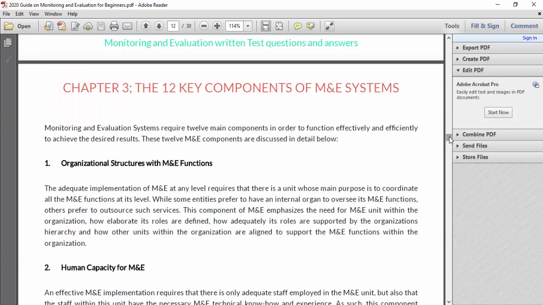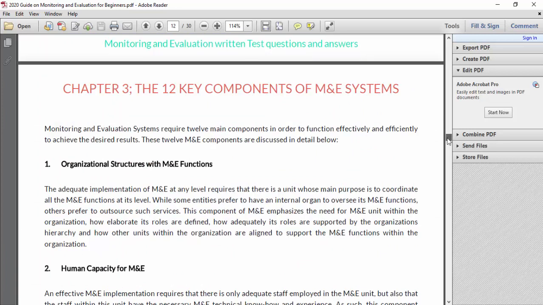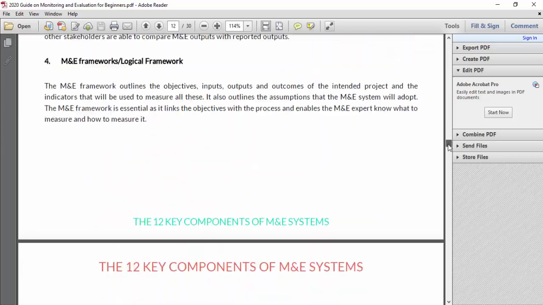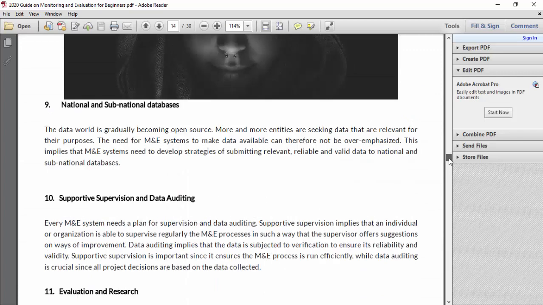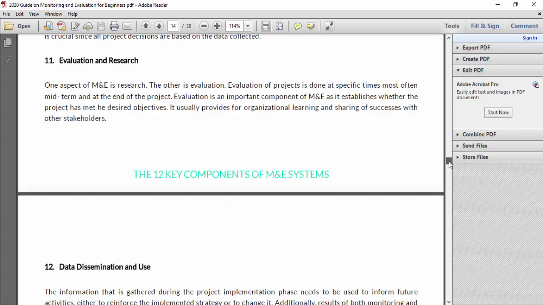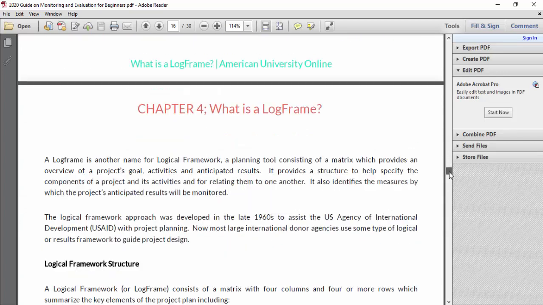So what are the components of the M&E system? It explains. I've also been asked this question a lot. It explains those components, and you just need to follow those components when setting them up.